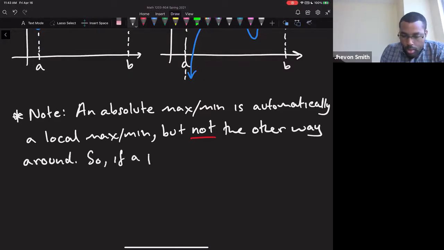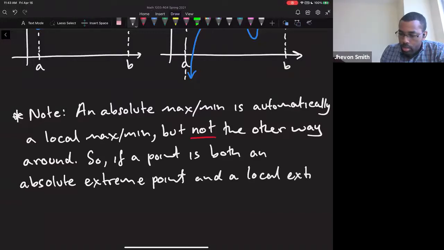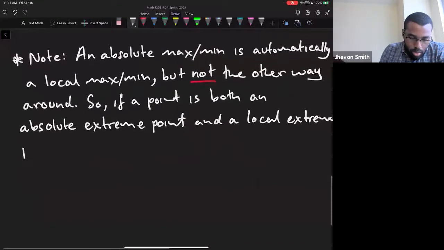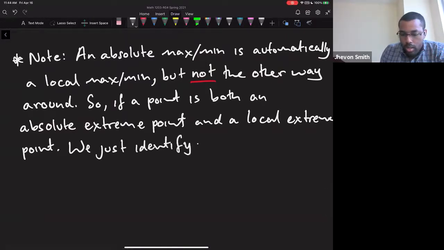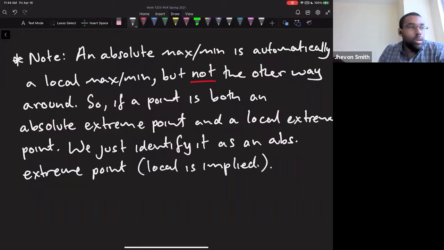So if a point is both an absolute extreme point and a local extreme point, we just identify it as an absolute extreme point. Local is implied. Right, so absolute is automatically local, but it does not go the other way around.